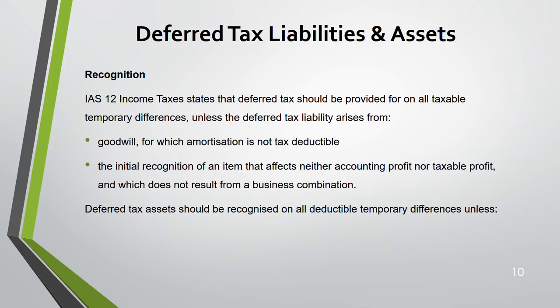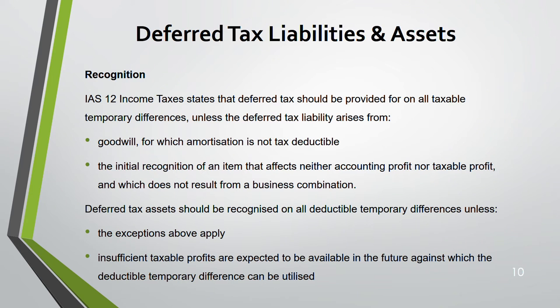Now coming to deferred tax asset. Okay. Deferred tax asset should be recognized for all deductible temporary difference, unless this also has situations where you should not recognize. Number one, both the two exceptions that apply for deferred tax liability apply for deferred tax asset also. Additional is for deferred tax asset. And the second one is more important from your point of exam, because second point often comes in your exam, and I've seen it in the past paper. Okay. That is when you're having tax losses, or you can say insufficient taxable profit. Okay, so insufficient taxable profit are expected to be available in the future, against which losses or against which deductible temporary difference can be utilized.